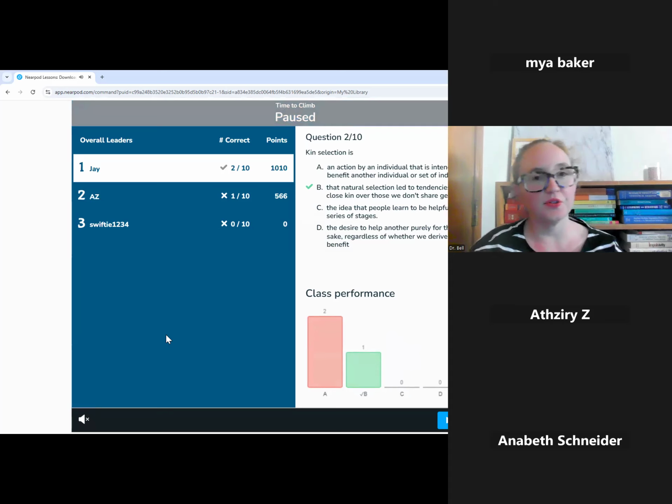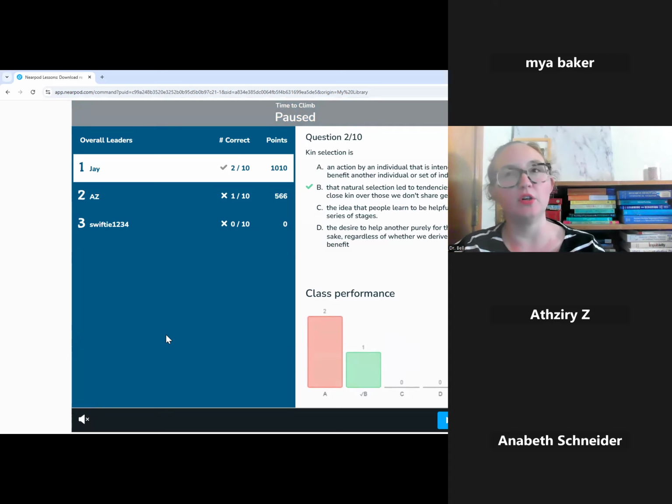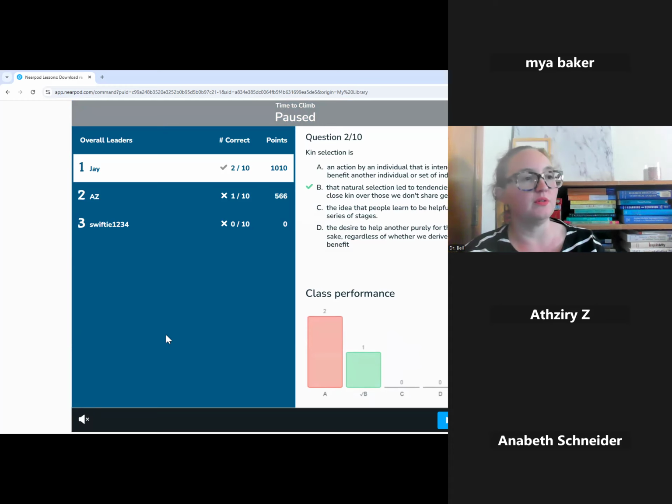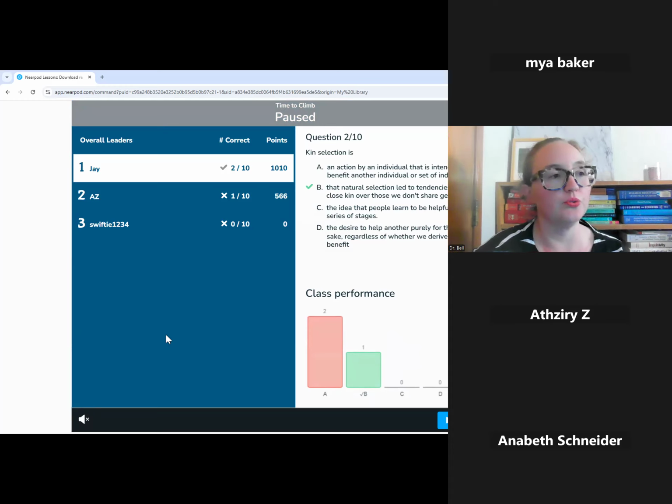Okay, so this question about kin selection is on the test. I don't exactly remember which type I asked about. But the question is: kin selection is either A, an action by an individual that's intended to benefit other individuals, or B, that natural selection led to tendencies for us to help close kin over those who we don't share genes with. And that's the correct answer.